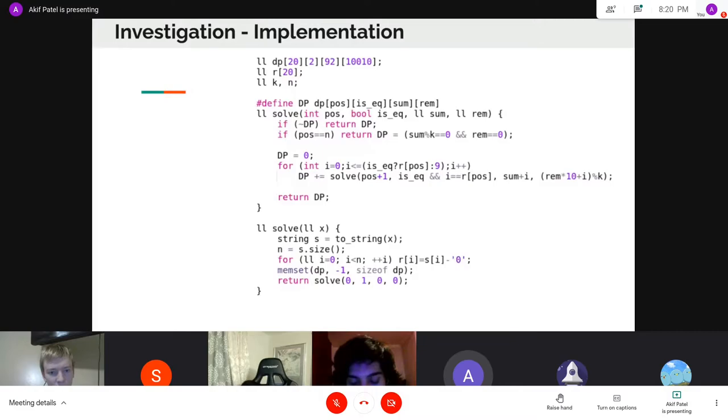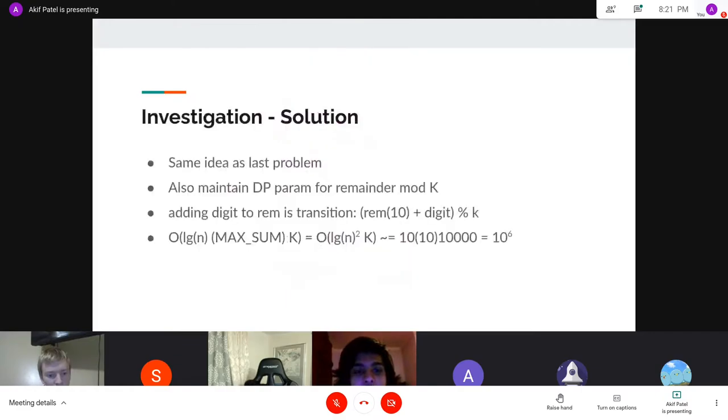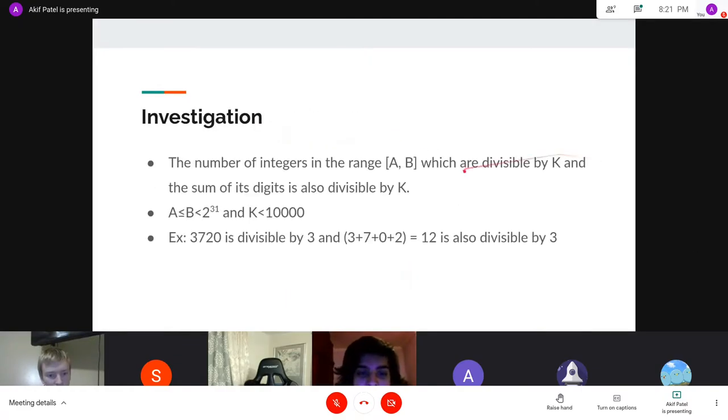If the remainder is greater than the maximum, sometimes you just automatically return 0. So then what's the point of actually having... Sorry, what do you mean? Like, if k is greater than 9 times the number of digits, then you can't possibly... Well, no, maybe I'm misunderstanding what you're saying, but the problem here is that the actual value of the number has to be divisible by k, not just the sum of digits.